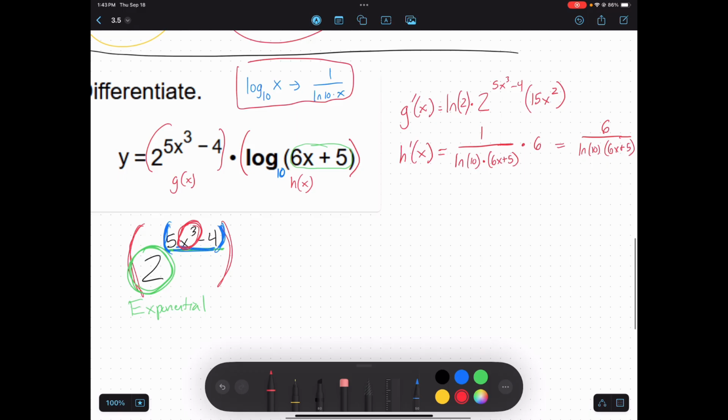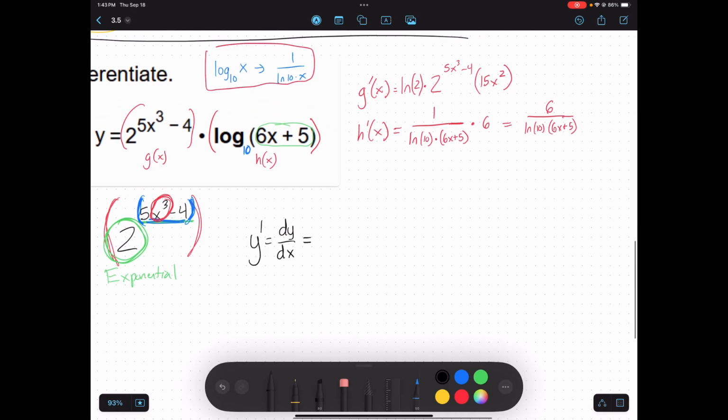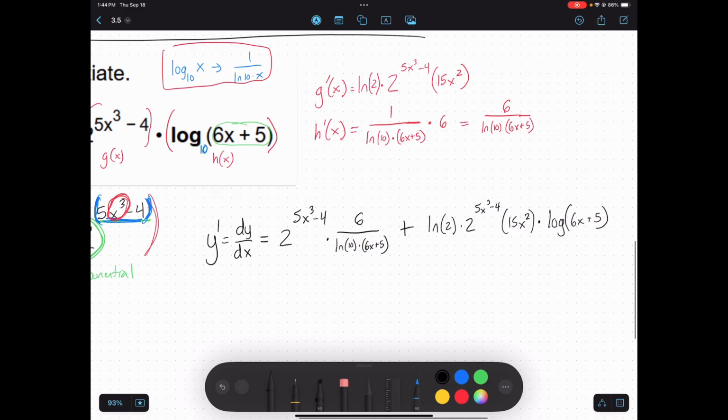So now I have to put this together using the product rule. So y prime or dy over dx, you can use either notation, is equal to, product rule is you keep the first function and multiply by the derivative of the second function. Plus, and now I do the opposite. I do the derivative of my second function, so natural log of 2 times 2 to the 5x cubed minus 4 times 15x squared multiplied by my original second function, log of 6x plus 5.